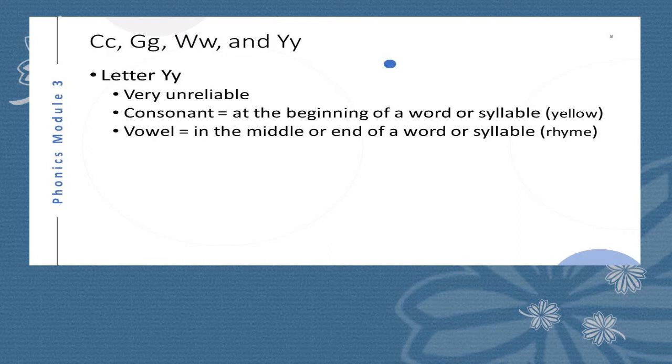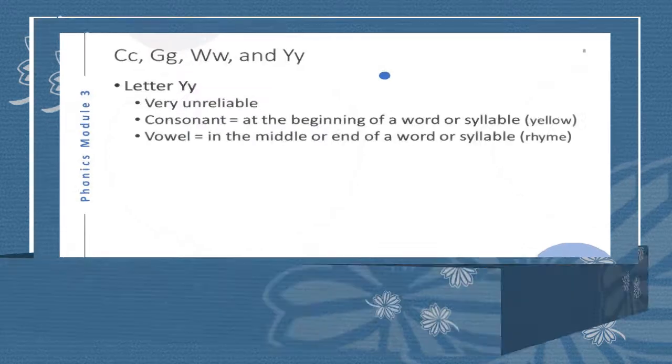When the Y is at the beginning of the word or syllable, it has the Y phoneme. Exceptions are some words borrowed from other languages. Each Y within or at the end of a syllable has a vowel sound. Generally, when Y is a consonant, it is reliable.